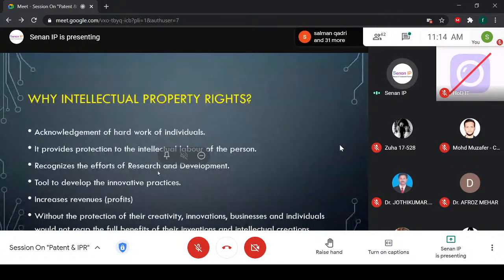Recognize the effort of research and development. So these intellectual property rights recognize the effort of research and development work done by a person. So this is a very innovative tool to practice, and the most important thing is to increase revenue. Increase revenue by filing a patent, by filing intellectual property rights.